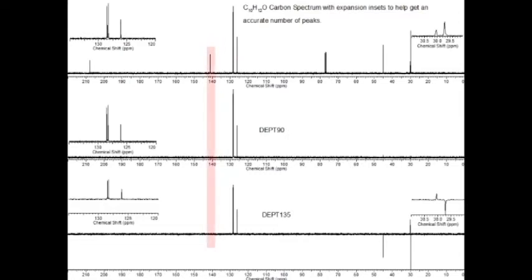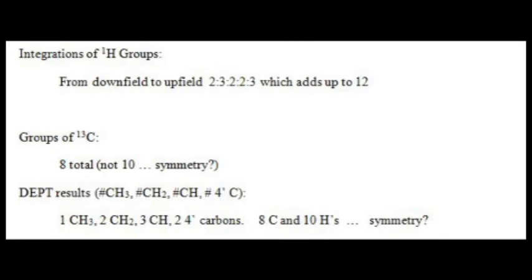They are present in the regular carbon spectrum but absent in both the DEPT 90 and the DEPT 135. All total, the DEPT spectra indicate we have 1 methyl, 2 methylenes, 3 methine, and 2 quaternary carbons. Adding that up, it comes to 8 carbons and 10 hydrogens. Once again, we seem to be missing carbons, and now, from the perspective of the DEPT spectrum, missing some hydrogens as well. It's another indication that this molecule must have some symmetry in it.